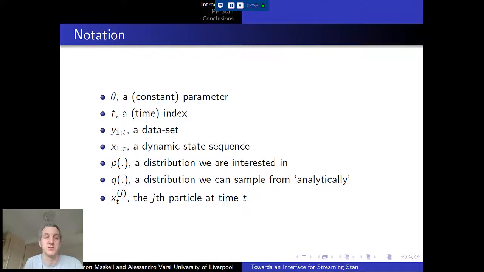We're going to write probability distributions with p and things in brackets. Typically, those will be intractable and awkward to sample from, so we're going to sample from something else called q, which is a distribution we can sample from analytically. We use importance sampling to correct for the disparity between p and q. And we're also going to consider x subscript t superscript (j) in brackets to mean the jth particle at the tth time epoch. Just in brackets so that we avoid confusion with xt to the power j, which has confused people in the past.